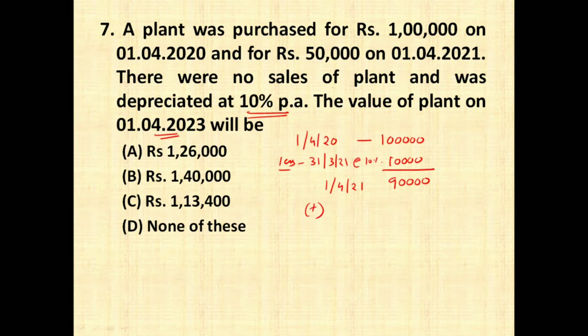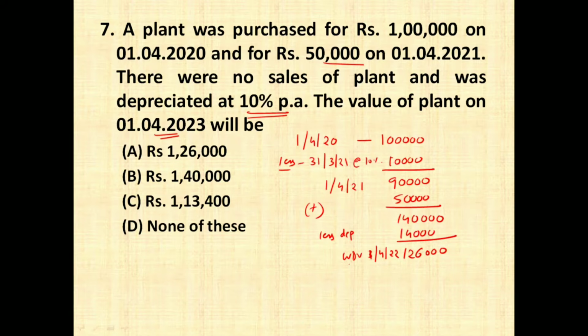Then in that year additions of 50,000 were made. Adding 50,000, it comes to 1,40,000. Let us reduce depreciation for that year, again 10%, which is 1,40,000 into 10%, 14,000. Deducting, you get 1,26,000, the written down value on 1st April 2022. We have to find for 2023, so again less depreciation at 10%, that is 12,600, which gives 1,13,400 rupees, the written down value on 1/4/2023, which is option C.